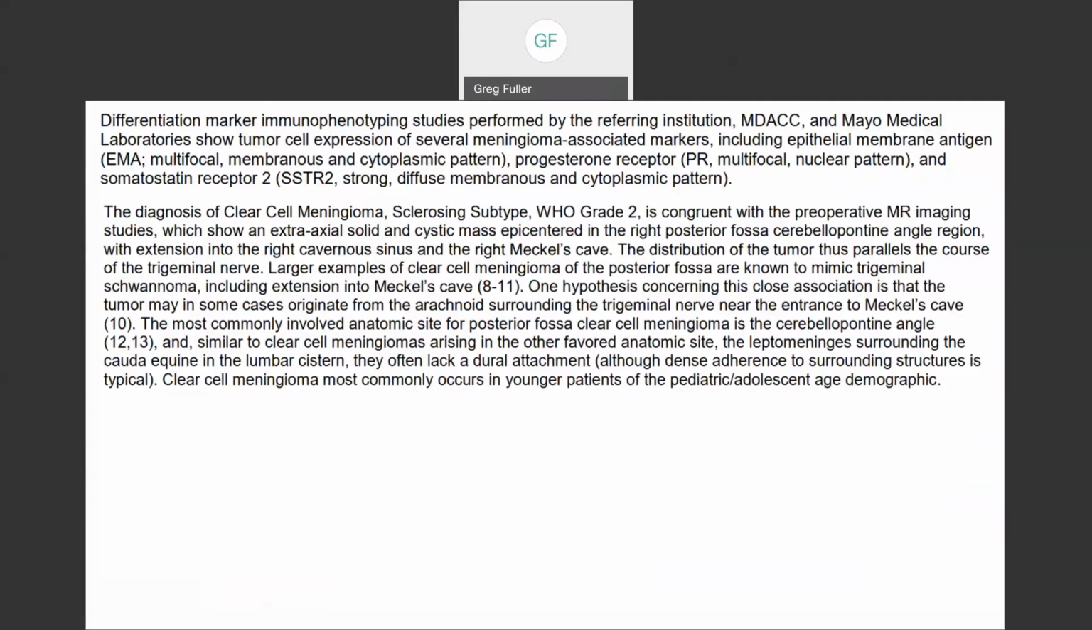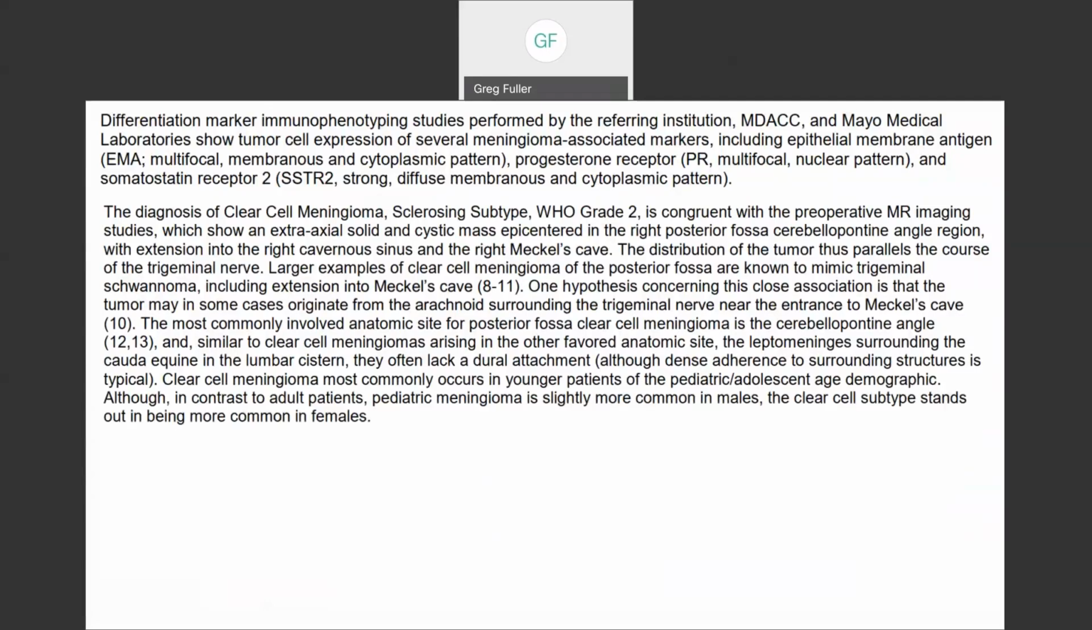Clear cell meningioma most commonly occurs in younger patients of the pediatric and adolescent age demographic, as in this case. Although in contrast to adult patients, pediatric meningioma is slightly more common in males, the clear cell subtype stands out in being more common in females, just like in adults, only for this subtype.